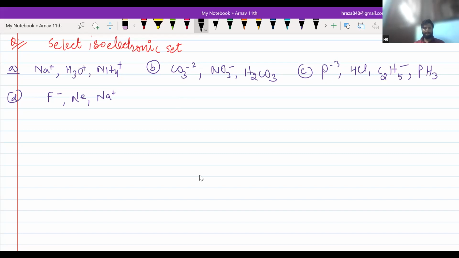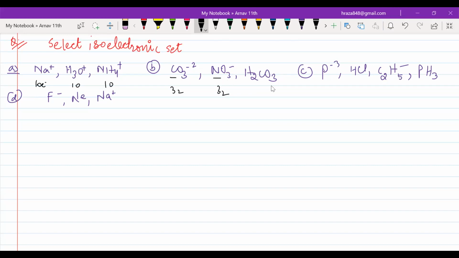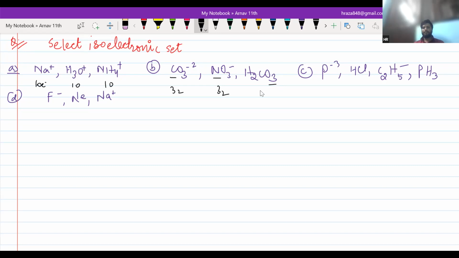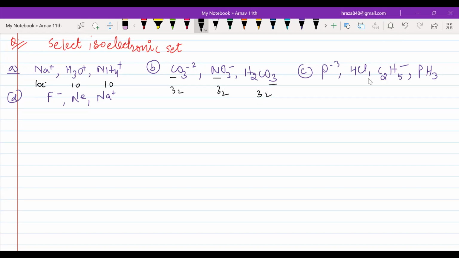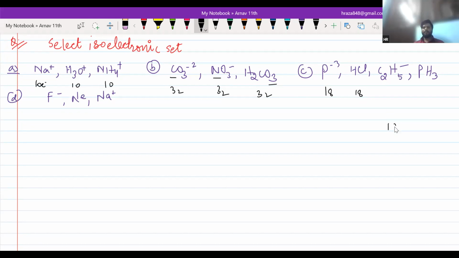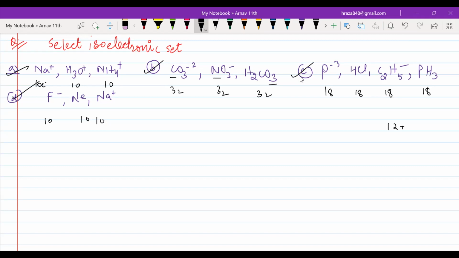Done. Sir, A and B. Only A and D. Let me check how many electrons it has. 10, sir, 10, 10, and then 10. A and B: 10, 10, 10. P minus 3, 18 electrons, 18 electrons, 18 electrons, and 18 electrons. ABC, isoelectronic, that means number of electrons same. Let me check the D part. 10, 10, 10. That means A, B, C, D all are correct. Yes or no? Yes, sir. Okay.